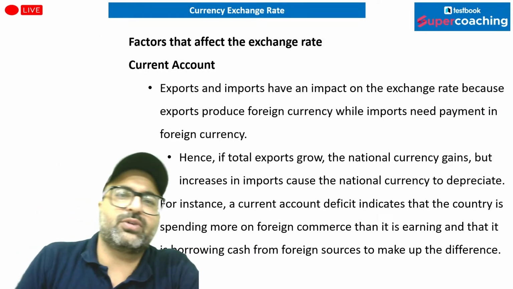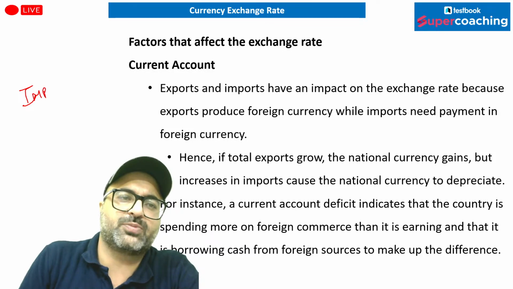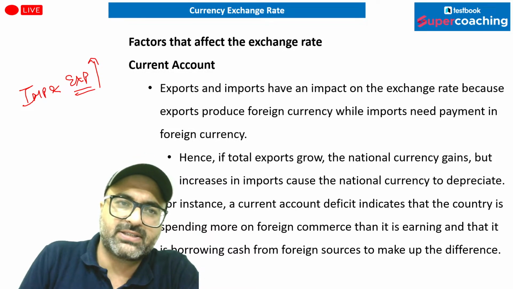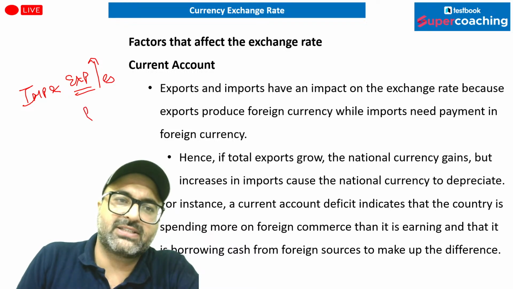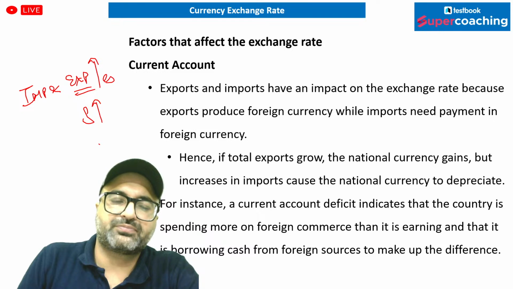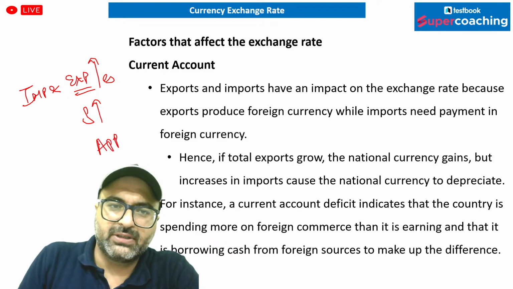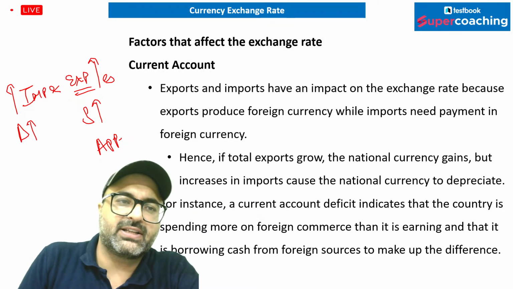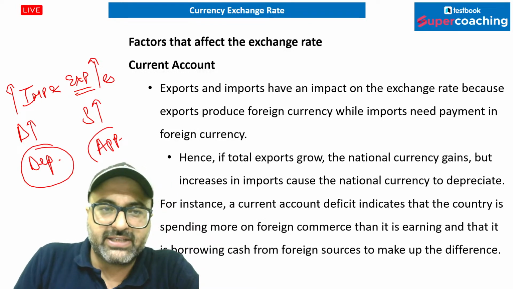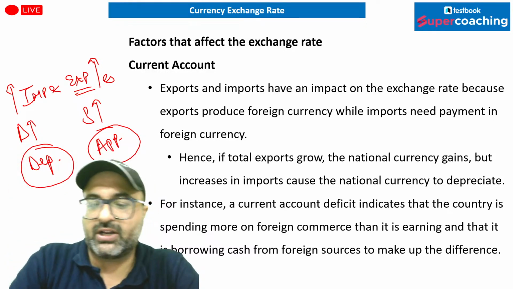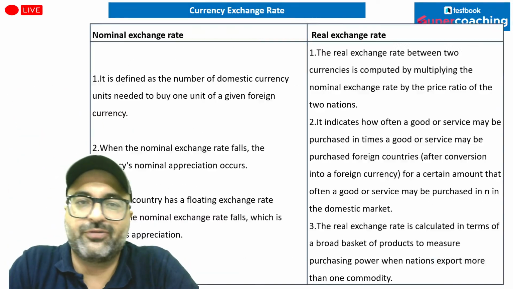Last is the current account. Current account basically talks about import and export. We have already discussed this. If exports of the country increase or are very high, that means supply of foreign currency is very high, which means your currency will appreciate. And if imports are very high, which means demand for foreign currency is very high, it will result in depreciation of the currency. So if India is importing a lot, our currency will depreciate. If India starts exporting a lot, then our currency will appreciate for sure.